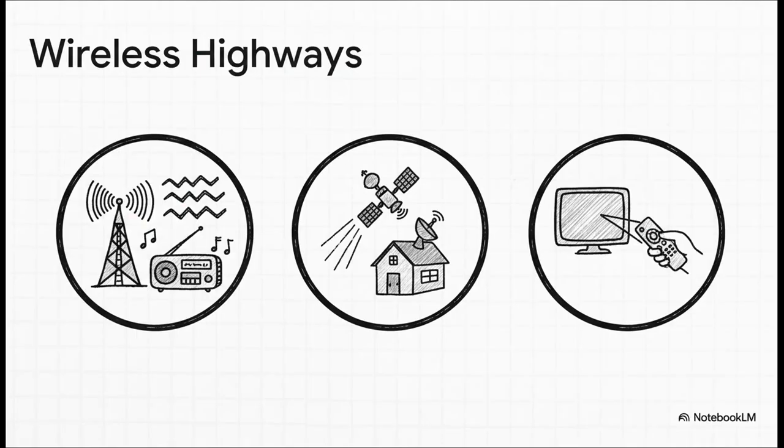And in the wireless world, we have different types of waves. Radio waves bring you your favorite FM radio stations. Microwaves are used for things like satellite TV. And infrared waves are what your TV remote uses to change the channel. See, it's all around us.